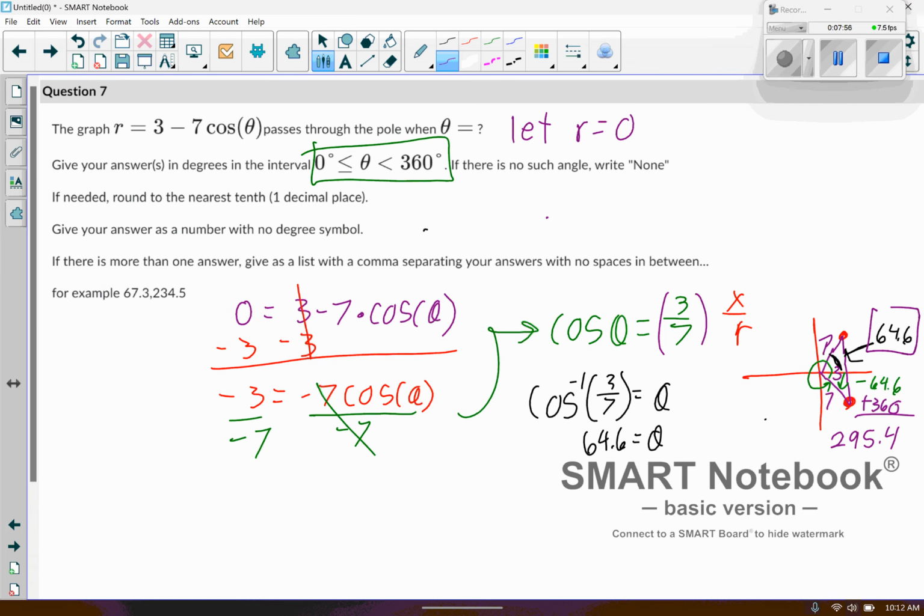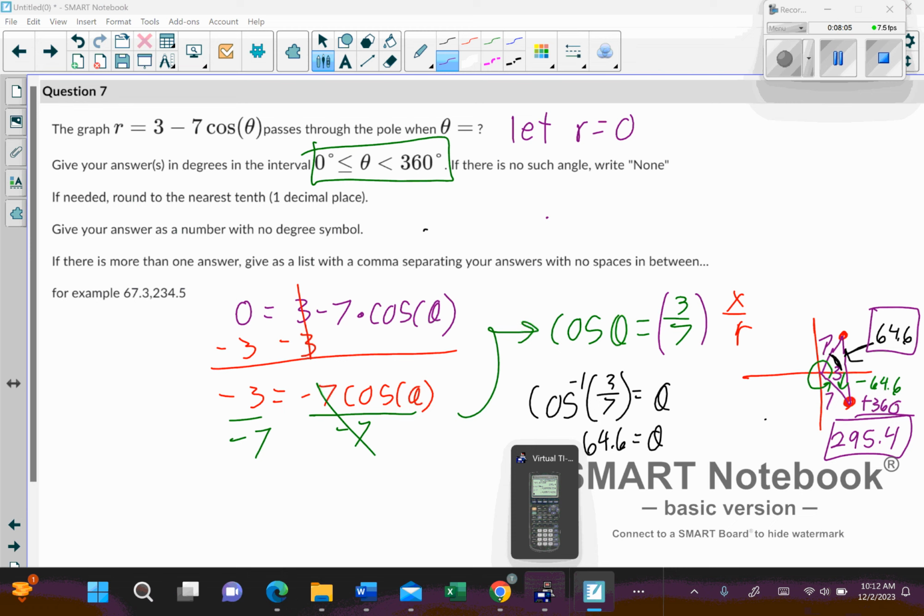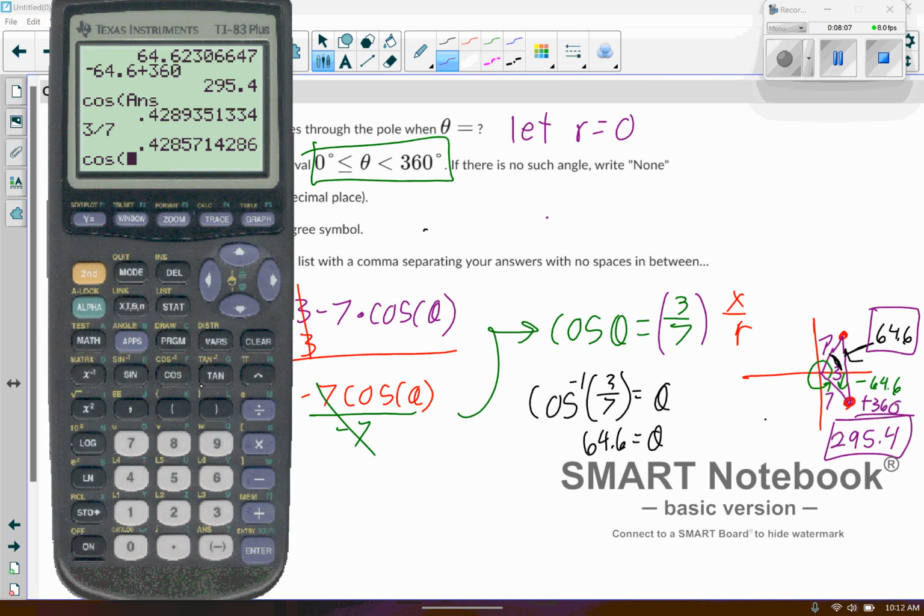And if I put 64.6 in the calculator, the cosine of that, I would get roughly 3 over 7. Let me pull it up real quick and show you. If I do cosine of 64.6, that's also going to give me about 0.42, and so on.